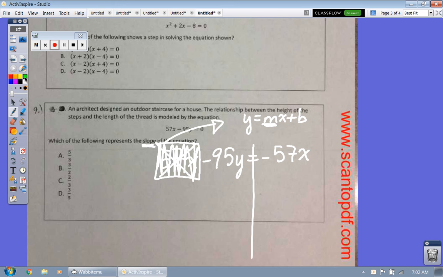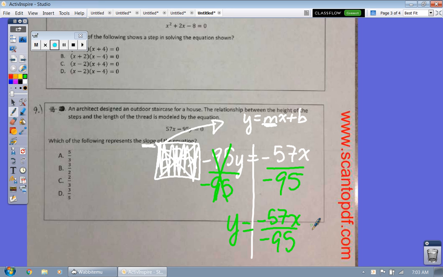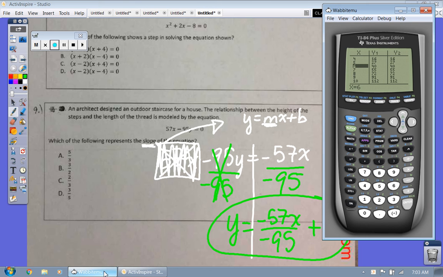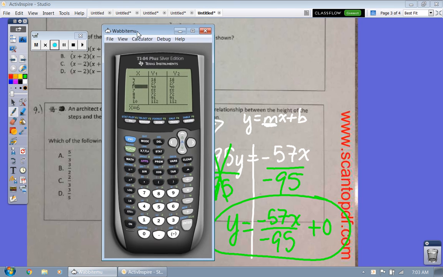So we moved. Now we need to divide. Divide everything by what's in front of y. That cancels out. So now we are left with y equals negative 57 over negative 95x. There's nothing there. If you wanted to put plus 0, that would just tell you that the graph is going to go through 0 on the y. But we're not concerned about that. We're concerned about this number in front of x. You get this nasty looking fraction, and that's okay.